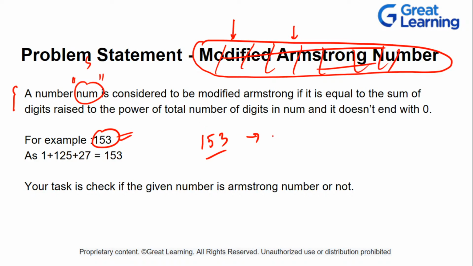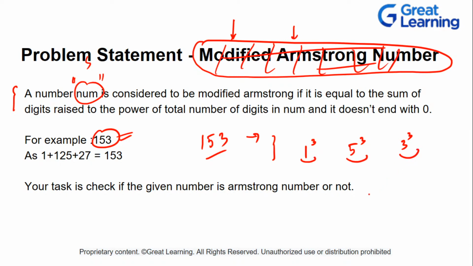Now what the problem statement is stating is that each digit should be raised to the power of the number of digits. So let's suppose one digit is 1, then there is 5, and then there is 3. These are the 3 digits, and the number of digits is 3. So you raise each digit to the power of 3. That means 1 raised to the power 3, 5 raised to the power 3, 3 raised to the power 3.